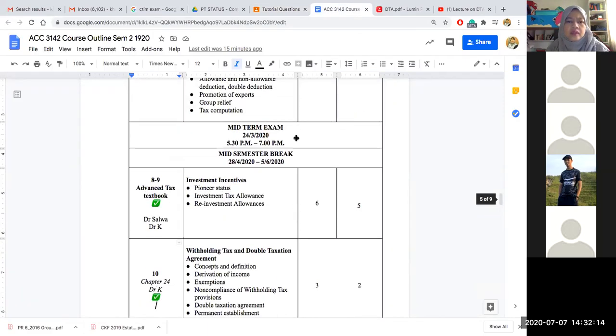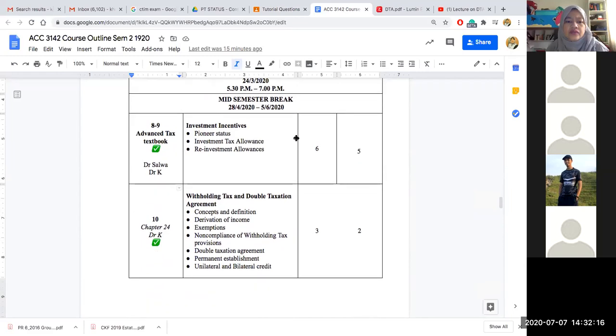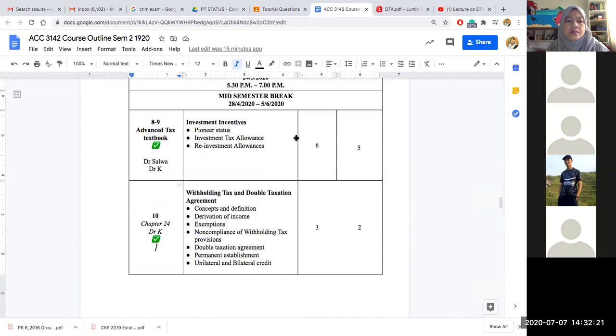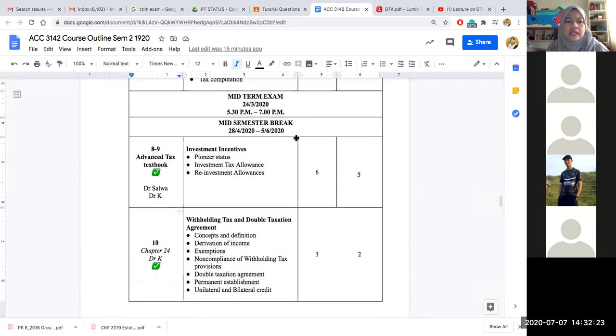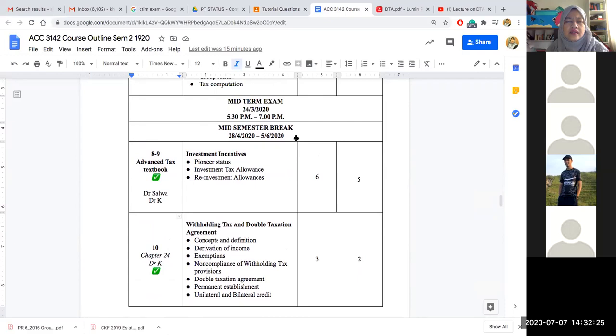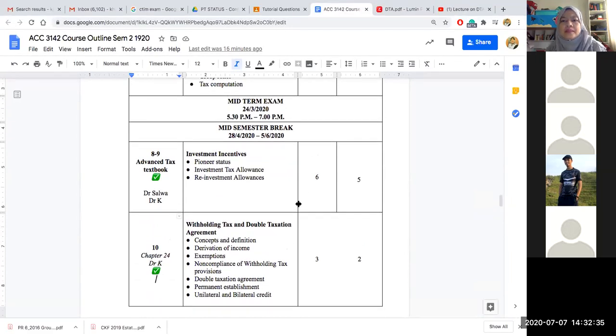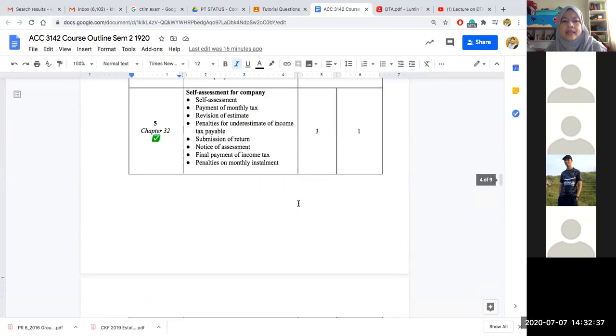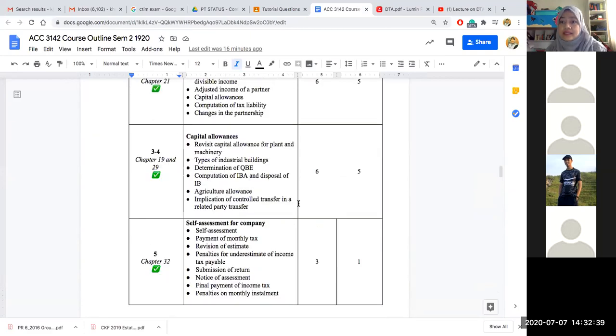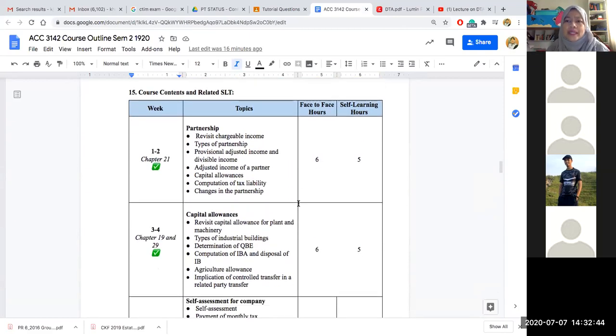I have just confirmed, I have just submitted the final exam question. Your midterm test would be on the 17th of July. The coverage for your midterm exam, I have done that. That's why I say it's going to be 3 hours instead of 2 hours. Why? Because the topic is partnership. It is your midterm exam.